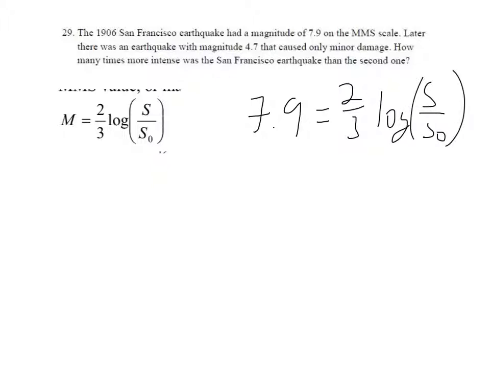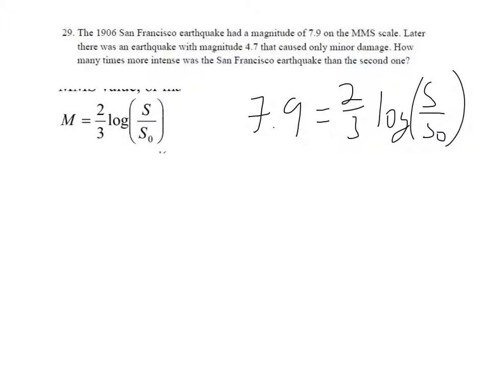So to figure out how many more times intense, or the intensity of these things, we're going to use that formula there. And we know that for the first San Francisco earthquake, it was 7.9 on the MMS scale. So 2/3 log S over S sub 0, that initial value. And now this is really just working that formula.